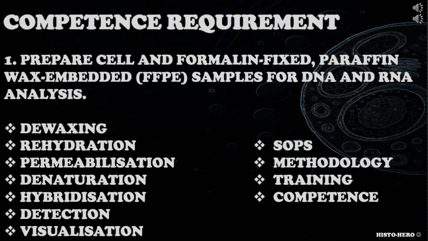Let's explore the first competence requirement, which is for you to prepare cell and formalin-fixed, paraffin wax-embedded FFPE samples for DNA and RNA analysis. How would you prepare cell and FFPE samples for DNA and RNA analysis? What steps would you take and why? What problems could you encounter and how would you deal with them?